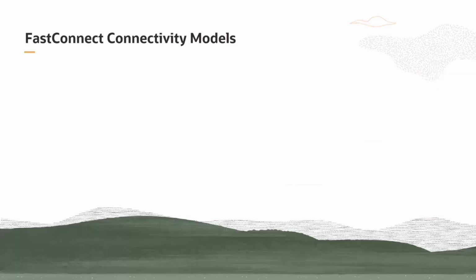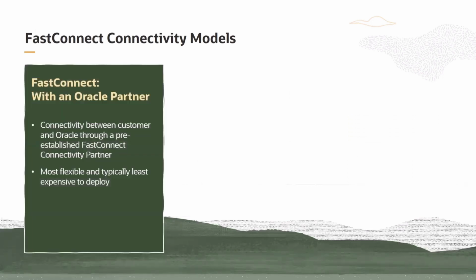Now let's move on to the FastConnect connectivity models. The first option is FastConnect with an Oracle partner. In the case of an Oracle partner, there is a pre-established physical connectivity with OCI. You basically need to form a relationship with the partner and establish the connection between your on-premises network and the partner edge inside the Oracle FastConnect location. Out of the three, this is the least expensive and the most flexible model.